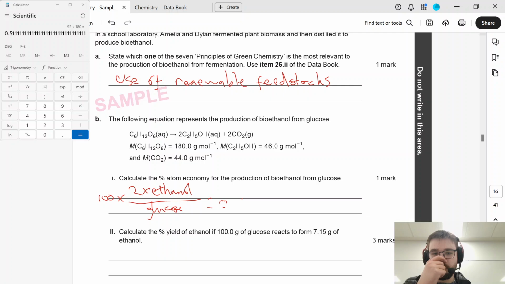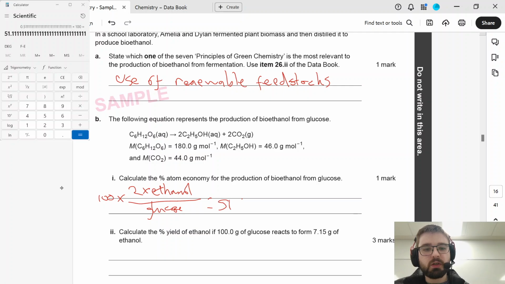I miss my usual PowerPoint thing where it just drops in the whole lot in one hit. I'll just multiply it by 100. Obviously I could have done that on here. 51.1%. We've got 4 sig figs here, 3 here, 3 here, so I'll give this to 3 at the bottom.